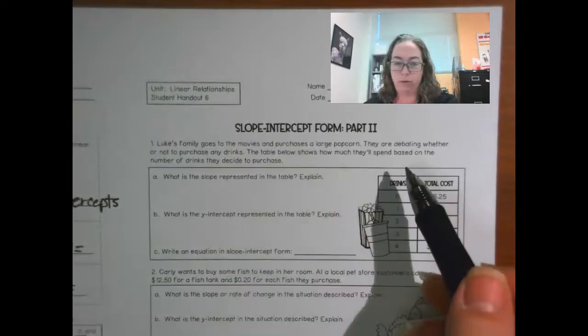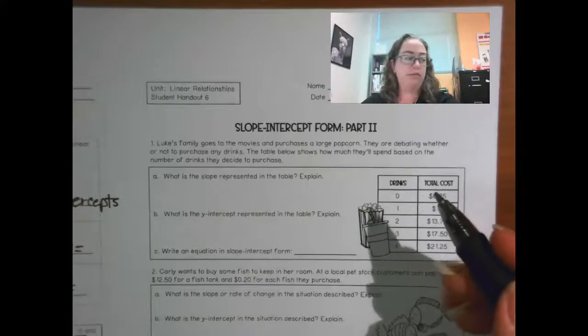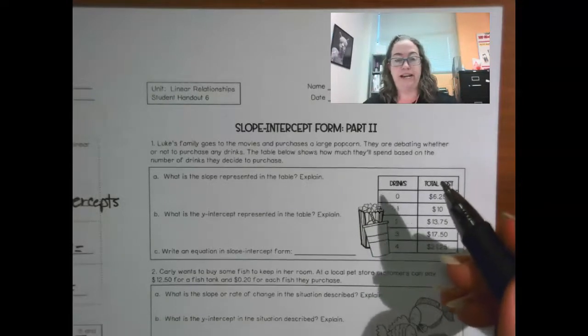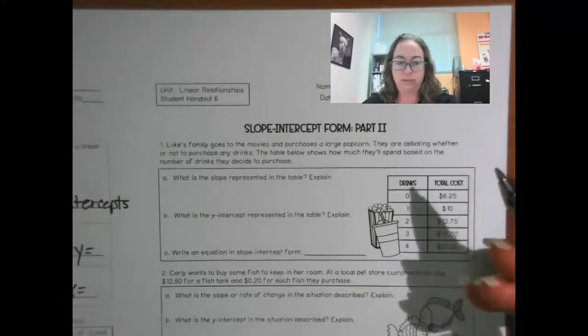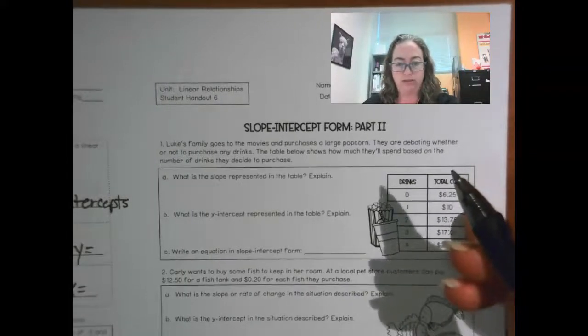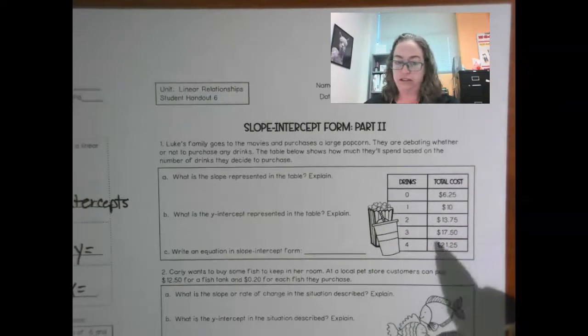So, Slope-Intercept Form, Part 2. This just gets us into solving some of the problems with the same stuff. So, Luke's family goes to the movie and purchases a large popcorn. They're debating whether or not to purchase any drinks. The table below shows how much money they'll spend based on the number of drinks they decide to purchase.